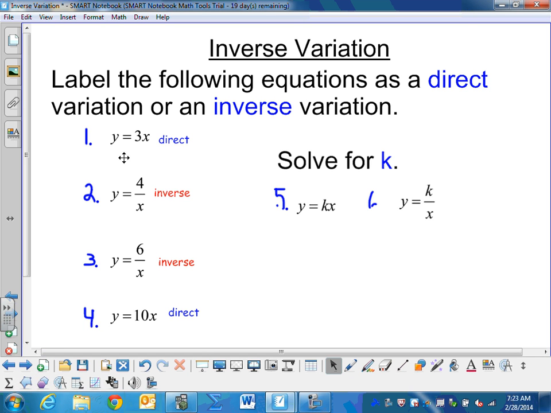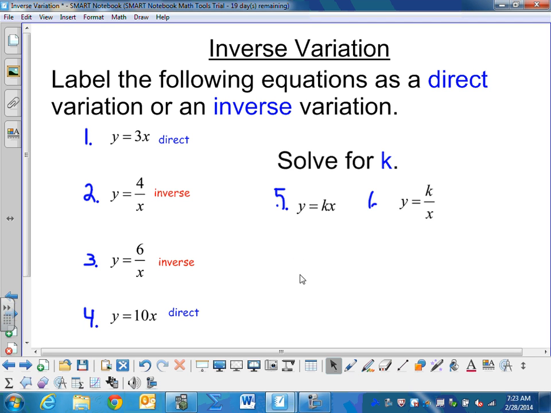So number 1, y equals 3 times x is direct. Number 2, y equals 4 divided by x is an inverse. Number 3, y equals 6 divided by x is an inverse. Number 4, y equals 10 times x is direct.